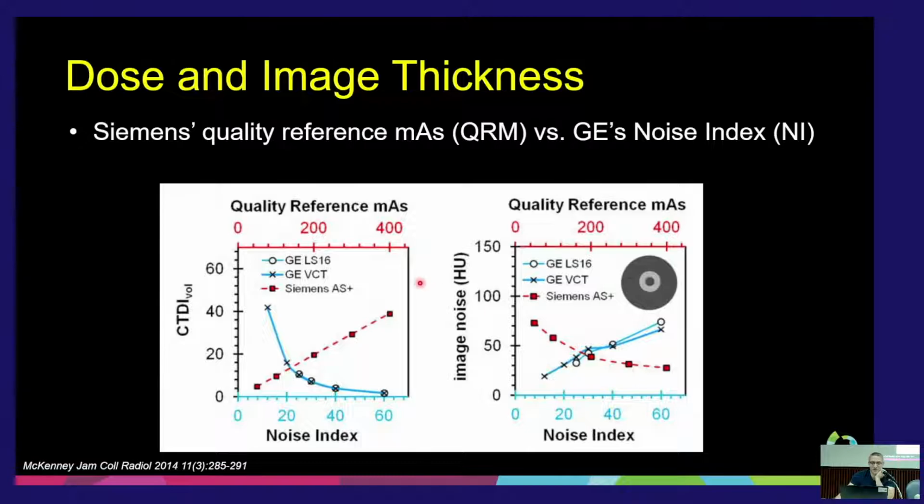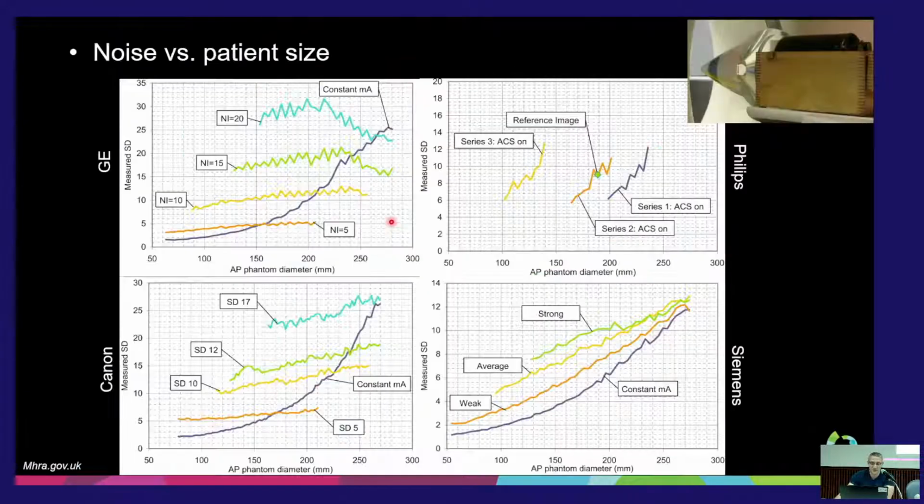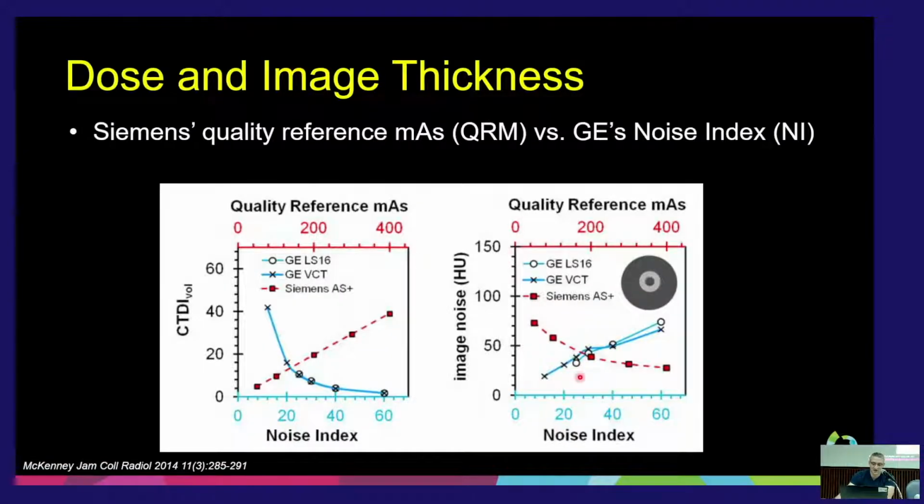But it's not perfectly linear, as you remember on this plot right here, because for those high noise indices, it kind of tapers off a little. So that's why it's not perfectly linear.